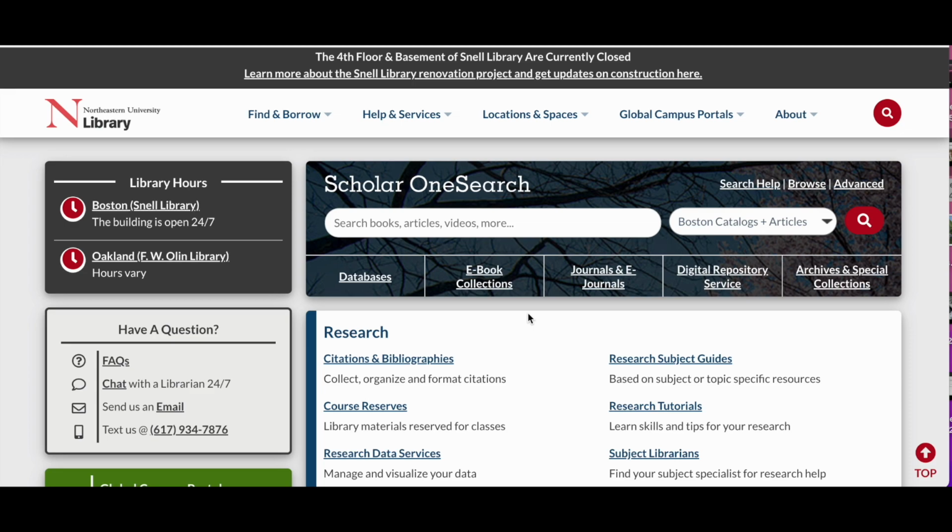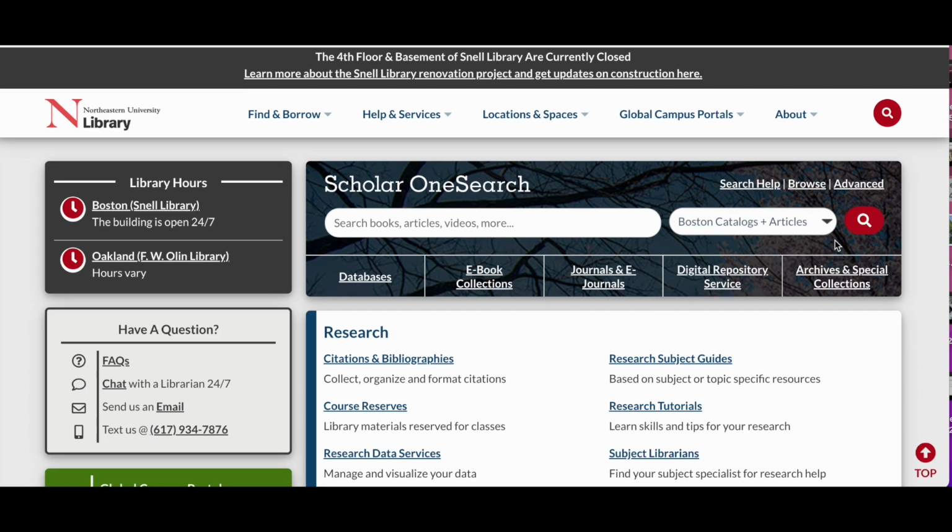But I would advise you to get outside of your comfort zone and explore the Northeastern library databases. So Northeastern does this nifty thing where if you are logged into your Northeastern accounts, you actually get all of the Northeastern database results in your Google Scholar results, which is super handy, because you can kind of compile it all into one place.